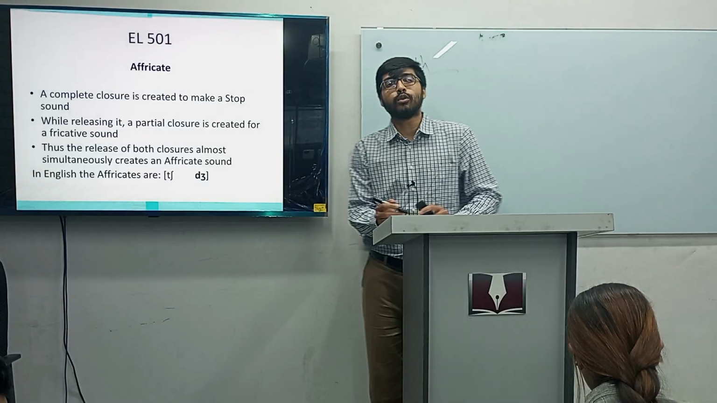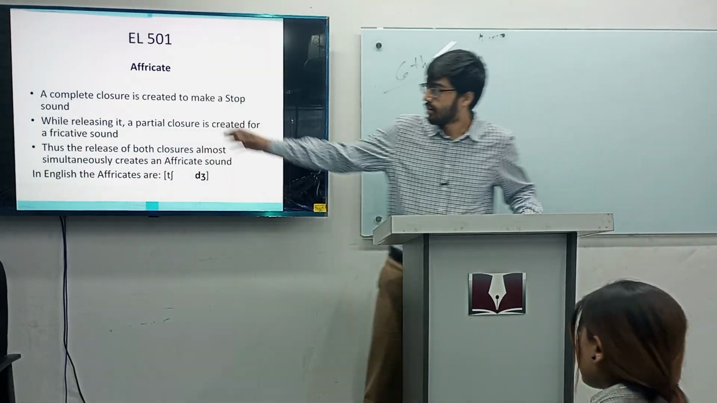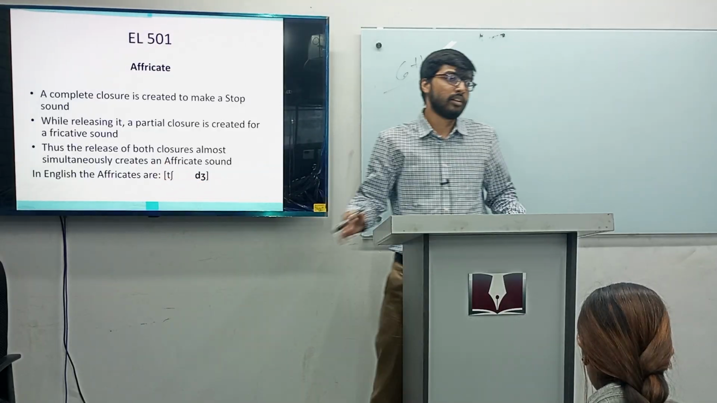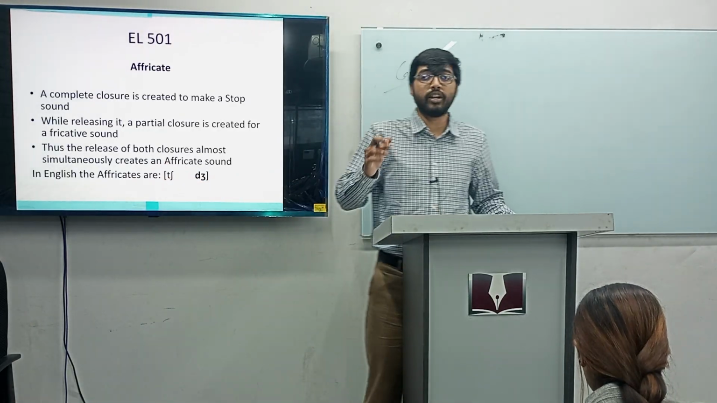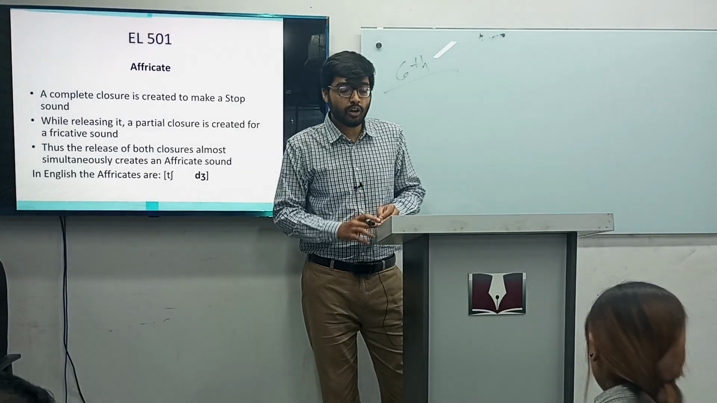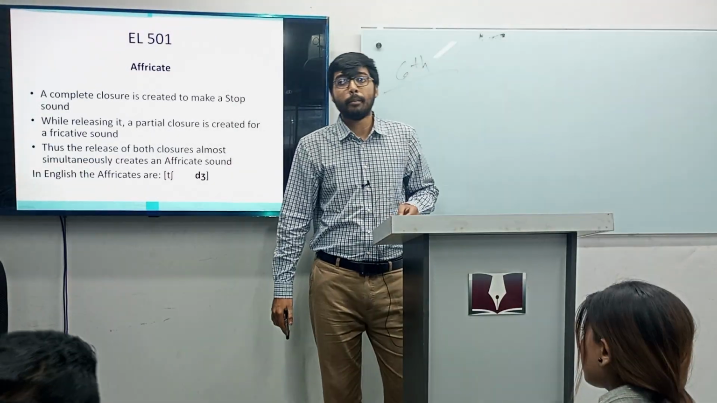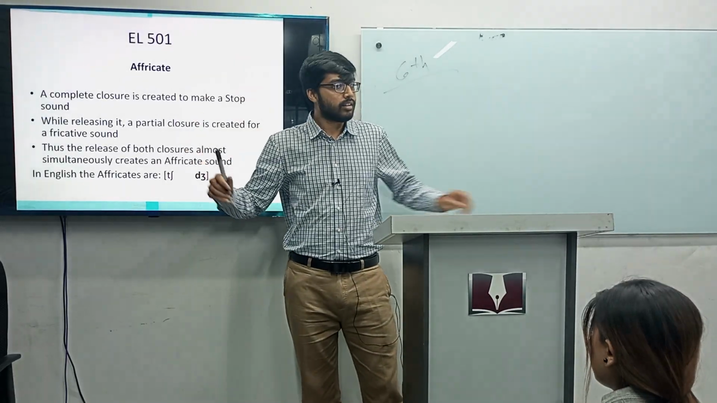So basically, an affricate sound is the mixture of fricative and stop. See, here it's written. Basically, first of all, it creates a stop. Then it sounds like a fricative. So with the mixture of both, it makes the sound named an affricate. Is it understood?